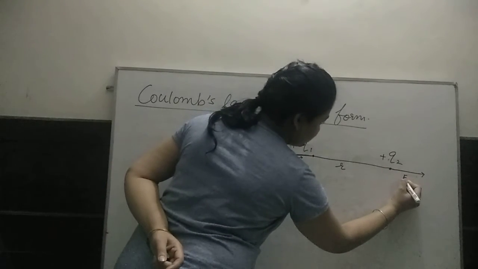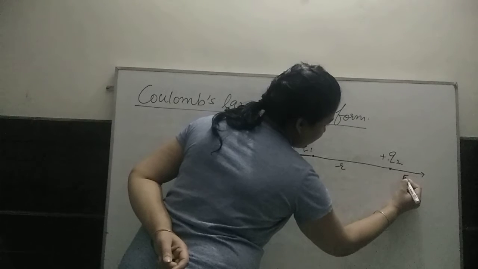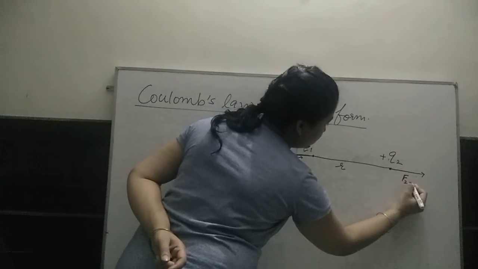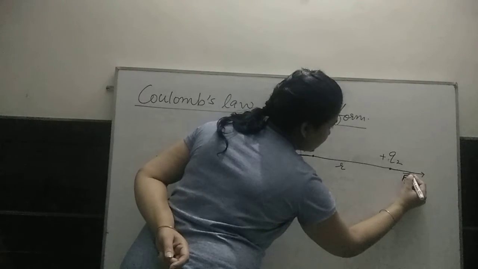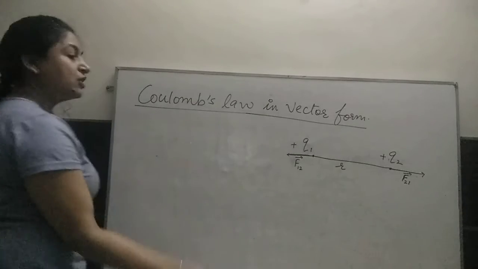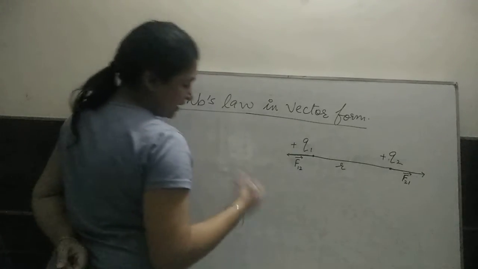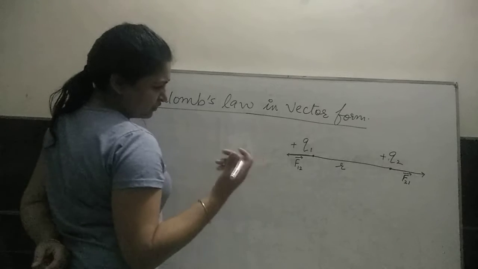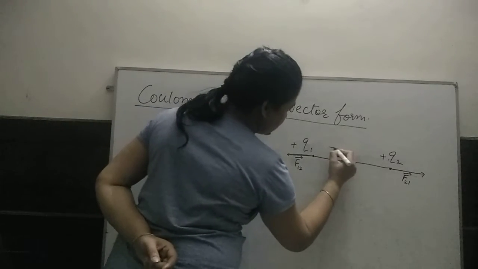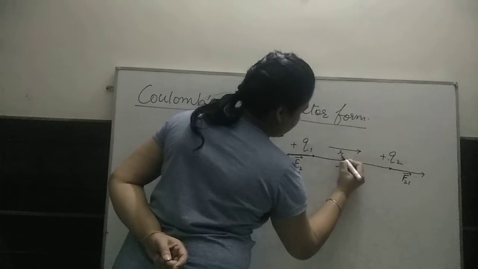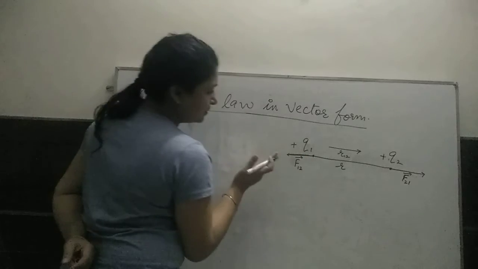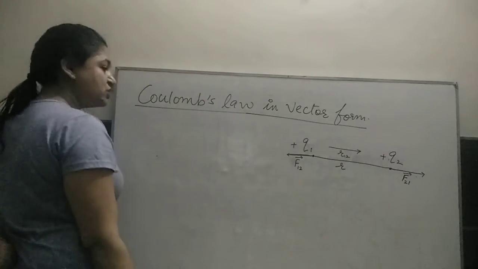So using the same notation, I can write force on charge 2 due to 1, and this is representing the force along with the direction. So I'm putting a vector sign here. For my convenience, let us consider one of the directions. Let us consider this direction is R12, and this direction I'm considering positive.